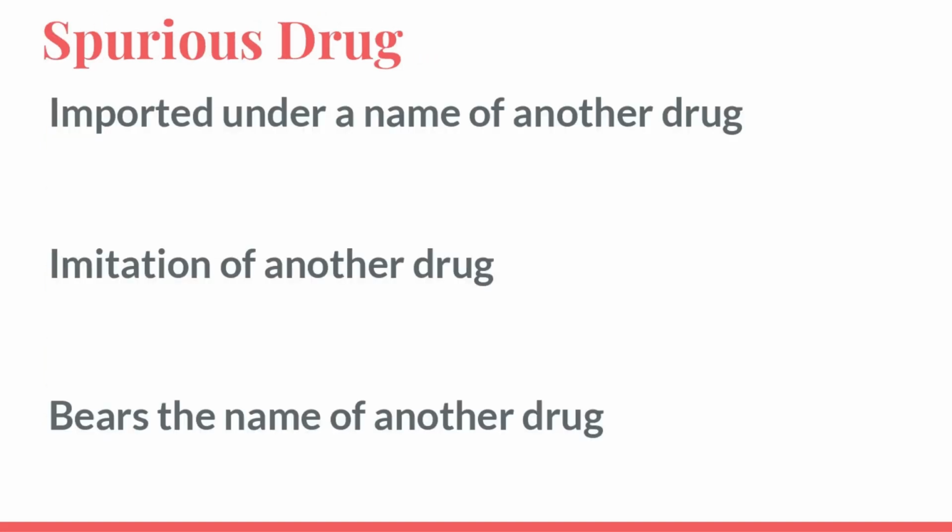Next term is spurious drug. This is another definition in the Drugs and Cosmetics Act. If any drug is imported from other countries under the name of another drug, it will be a spurious drug. If a drug is an imitation of another drug, it will be a spurious drug. If the drug is a substitution of another drug, it will be a spurious drug. If the drug bears the name of another drug, it will be a spurious drug.